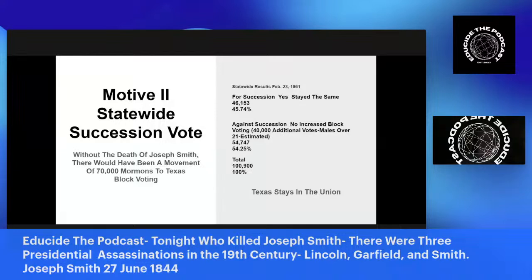Increased block voting, 40,000 additional votes, males over the age of 21, estimated count, 54,747, or 54.25% of the total vote. Together, that makes 100,900 voters.